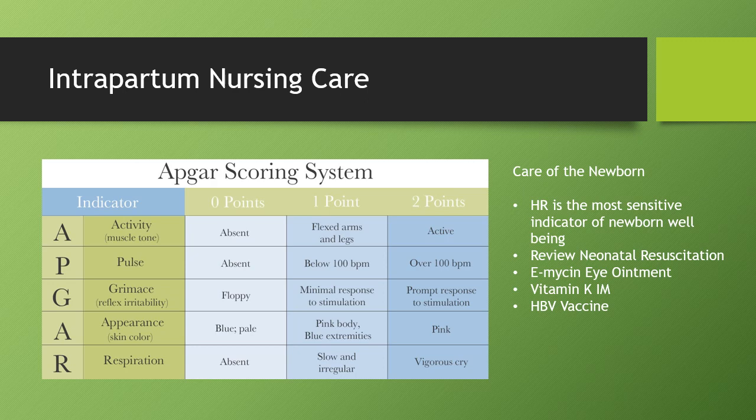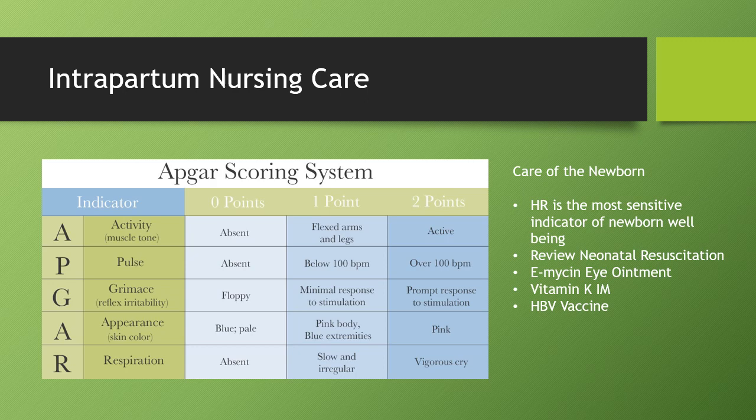So we start with looking at the muscle tone. And if you have a flaccid limp baby, that would be 0. If they have some flexion of the arms and legs, that would be 1 point. And if they're nice and flexed and active, good muscle tone, that would be 2 points.